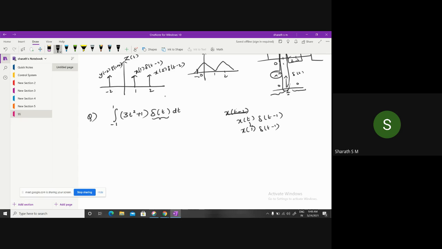Delta of t means, what's the value of t here? At t is equal to 0. So now, this is x of t, 3t square plus 1, where t is equal to 0. That indicates 3 into 0 plus 1, that is equal to 1. That's it. No need to integrate here, because we are multiplying with impulse response.